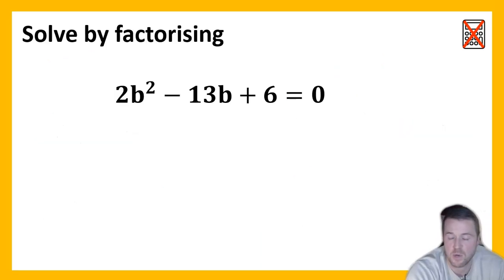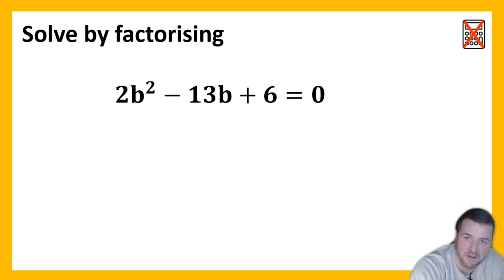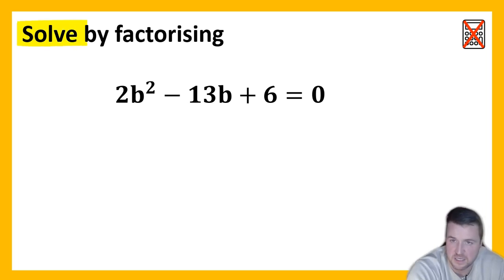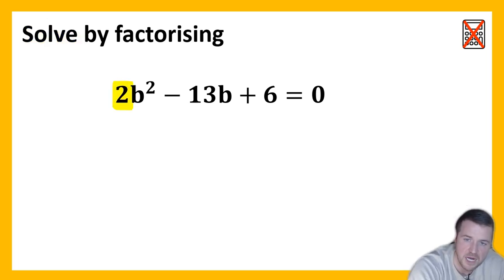On to the intermediate question, with a slight increase in difficulty. We're being asked to solve by factorising, but we could just be asked to solve the quadratic equation instead. This time, I have a coefficient of b squared greater than 1. The AC method will be useful to help me factorise this quadratic.